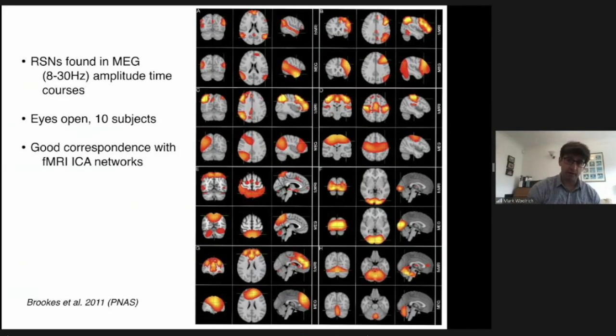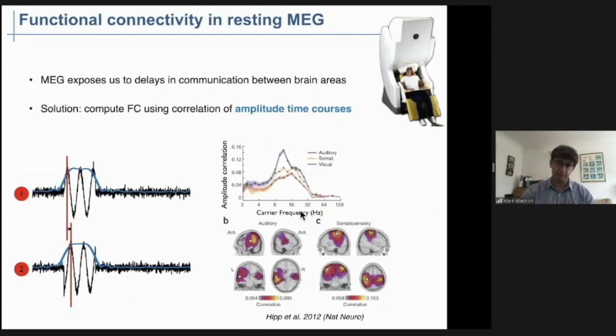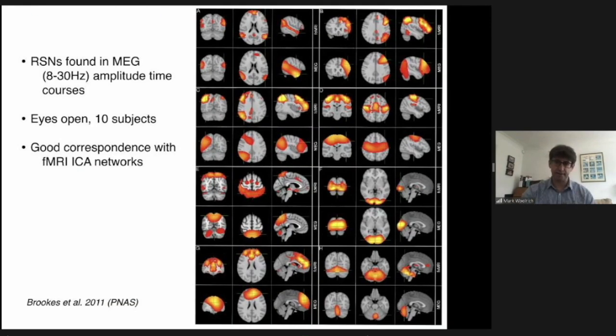So we got involved with a piece of work by Matt Brooks at Nottingham University in the UK at around this time. He was looking to try and get ICA techniques working in MEG in a similar way to fMRI in resting state data in order to find resting state networks in MEG. This hadn't really been done particularly convincingly before in a way that showed good correspondence with fMRI data. So we took the tricks learned from the seed-based correlation approaches. He worked with the amplitude time courses, these blue time courses, in this 4 to 30 hertz range, and fed those into ICA. And when he did this, the RSNs that we're used to seeing in fMRI popped out very nicely, showing pretty good correspondence between modalities, albeit with less spatial resolution in MEG, of course.